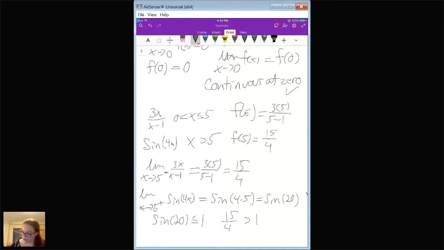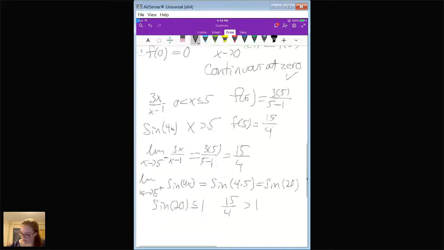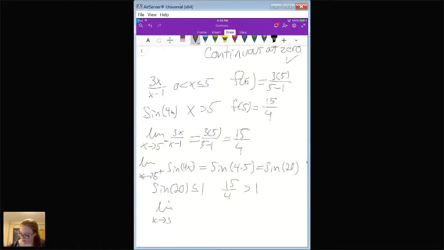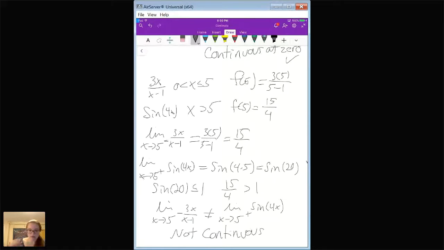Okay, so because of that, the limit as x approaches 5 from the left, which is 3x/x minus 1, does not equal the limit as x approaches 5 from the right of sine of 4x. Okay, because of this, it is not continuous. Okay, so I'll let you write that down for a second. Hopefully you can read my handwriting. I promise I will get better over time.